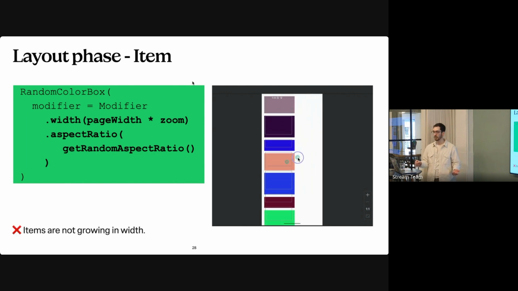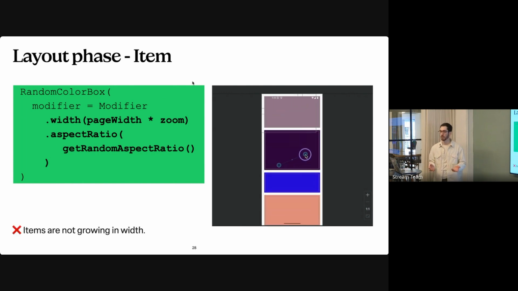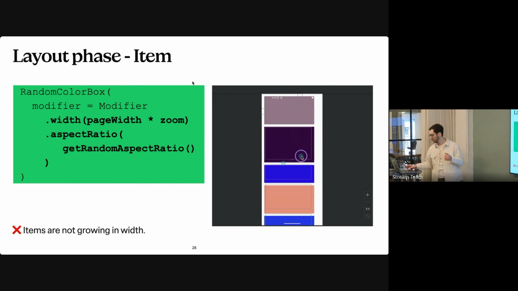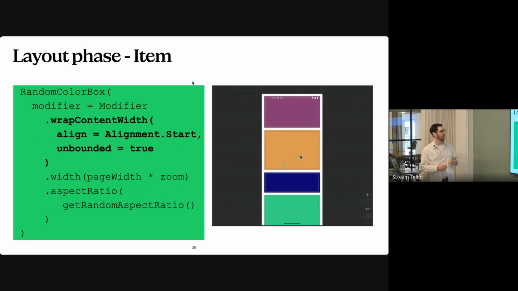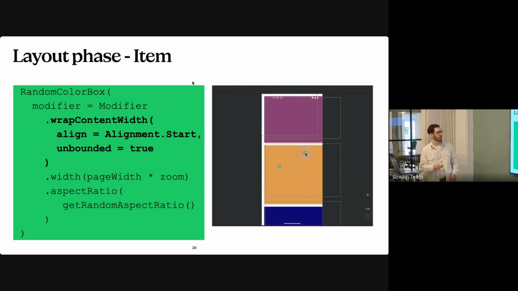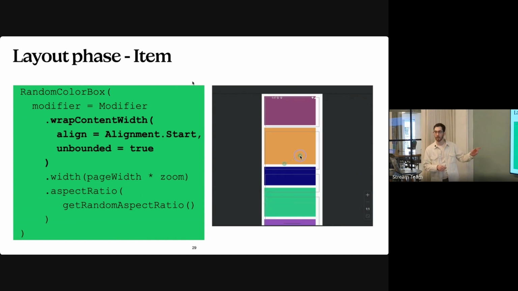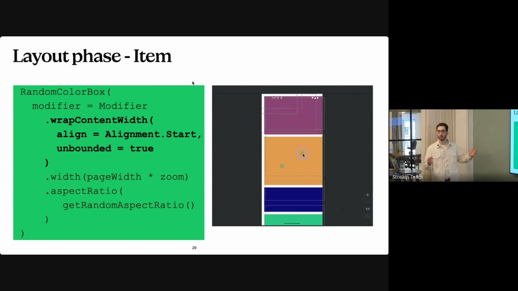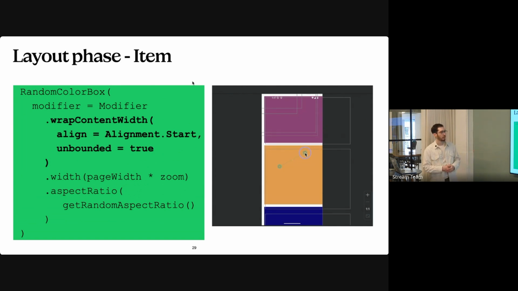Luckily, we can actually make it exceed this max width constraint by applying another modifier, which is called wrap content width. This allows it to take as much width as it likes without respecting the max width constraint. No need to delve into details about what these two parameters mean. They're quite simple to understand. And so this is how it would behave if we apply this, right? So now we can actually see that it is growing beyond the screen width, as you can see from the bounds there.